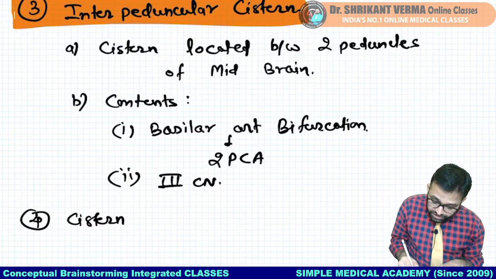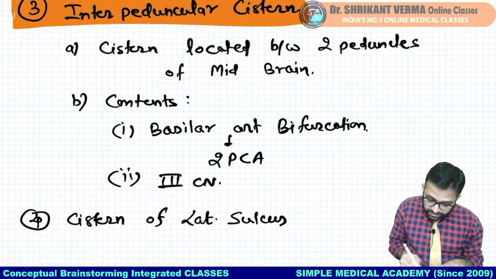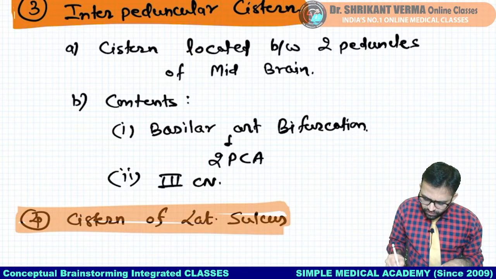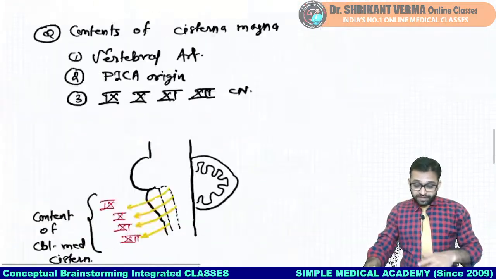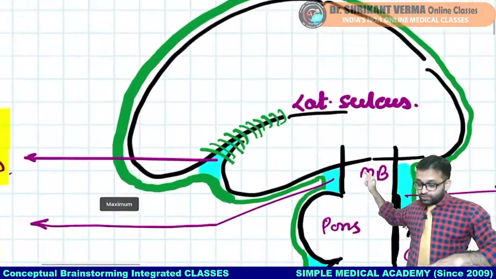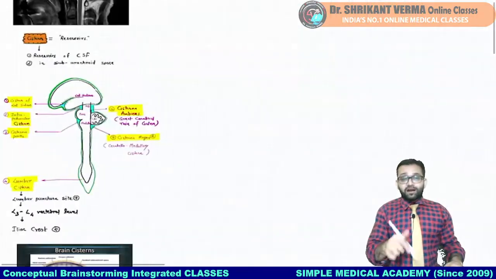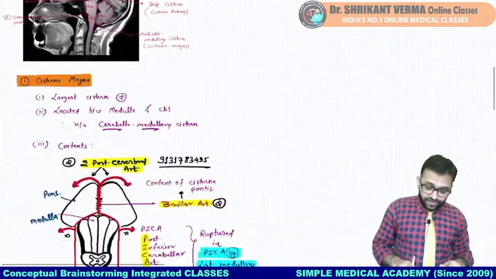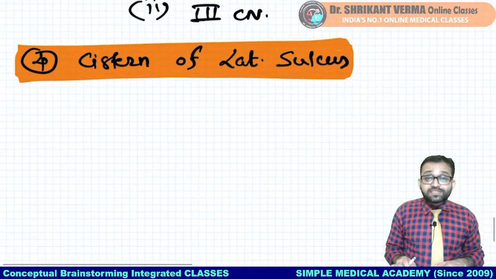So we are going to talk about the cistern of lateral sulcus. Only a few points are important for this. See here, it is located on the lateral surface of the brain. Again, can you recall? Yes, this was our lateral sulcus. Can you see the lateral sulcus? Yes. So here there is one artery of the brain, a very important artery, the middle cerebral artery. I will teach you in arterial supply of the brain.